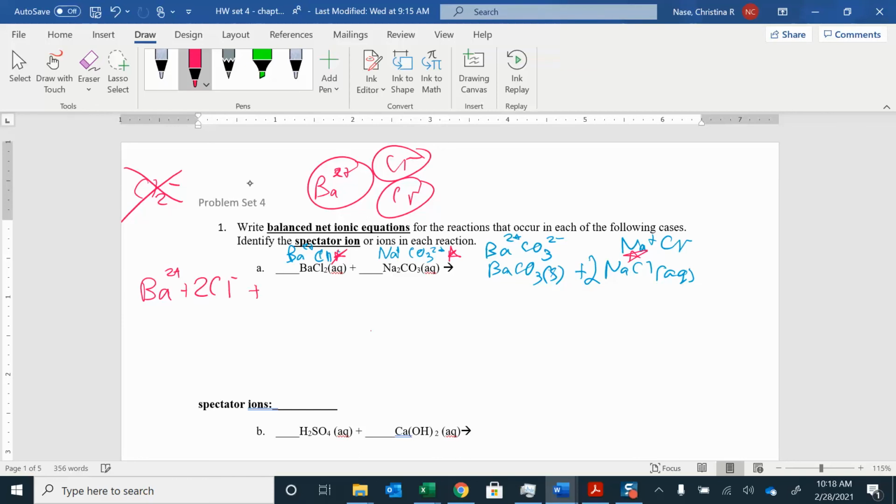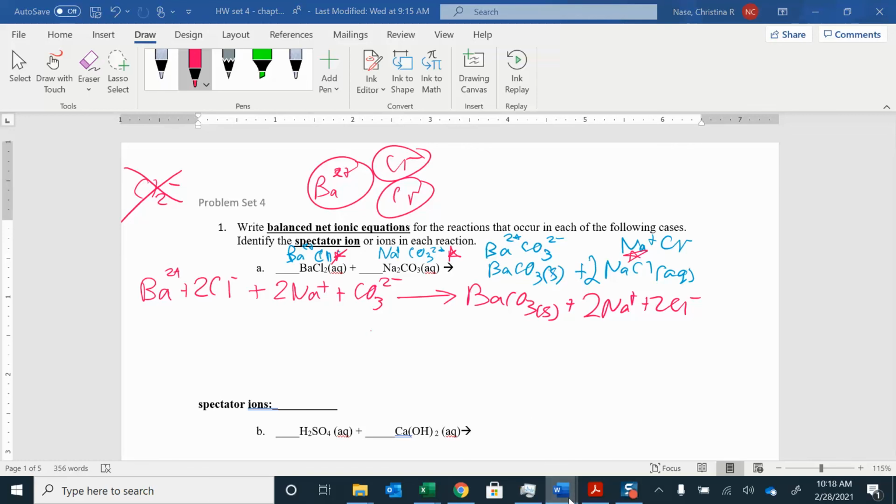For my sodium carbonate, similar situation. I've got 2 sodium ions, and I've got a carbonate. Great, and that's going to give me barium carbonate, which is a solid. And then I've got 2 sodiums and 2 chlorides. That's my complete ionic equation. Now I'm going to cancel things that are exactly the same on both sides.